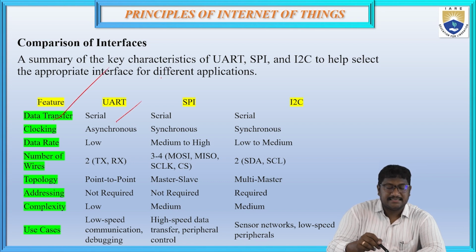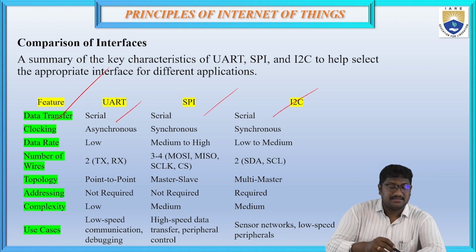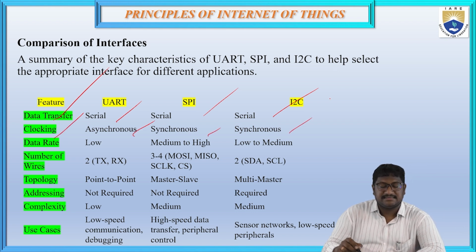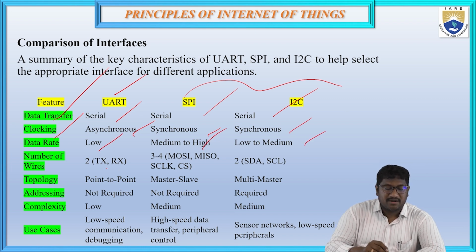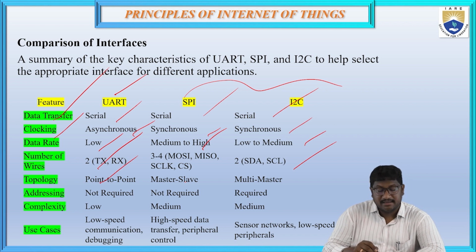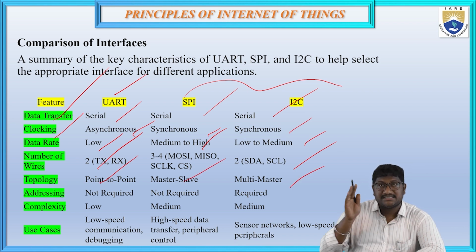Data transfer in UART serial, SPI serial, I2C serial. Why? Because all these are for serial communication. Coming to clock: asynchronous, synchronous and synchronous. These two are synchronous and this one is asynchronous. Data rate: low, medium to high, low to medium. Number of wires: 2, 3 to 4, 2 (SDA, SCL). Topology: point to point, master slave, multi-master. UART point to point, SPI master slave, I2C multi-master.